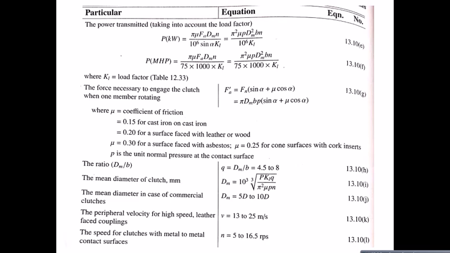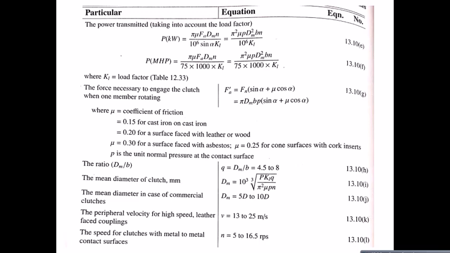Next equation, power transmitted taking into account the load factor. You can select the load factor from table number 12.33. Based on units, SI as well as FPS, you can use equation number 13.10E in terms of kilowatt, and if you want to go in terms of horsepower, you refer to equation number 13.10F.